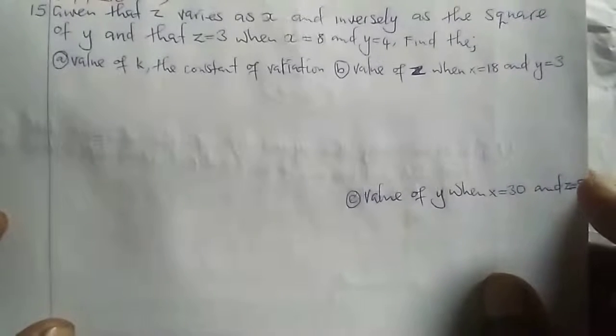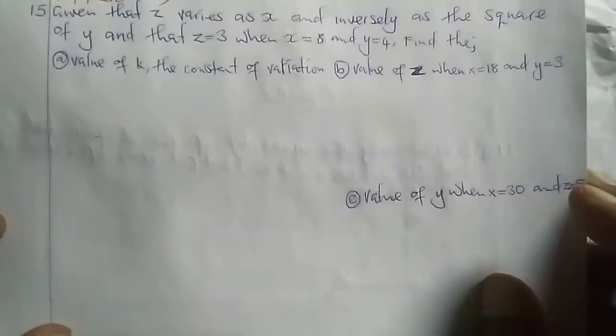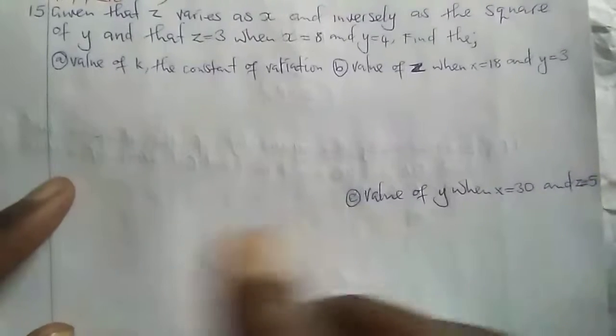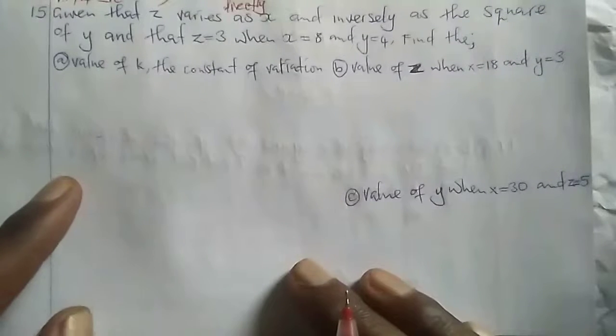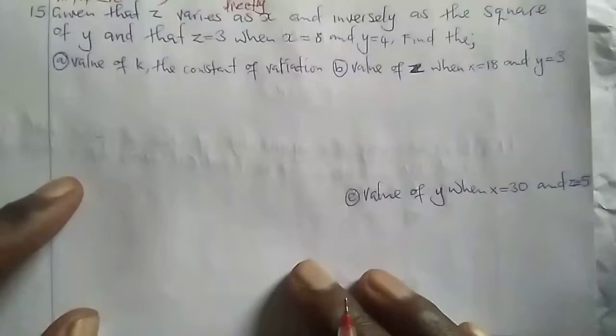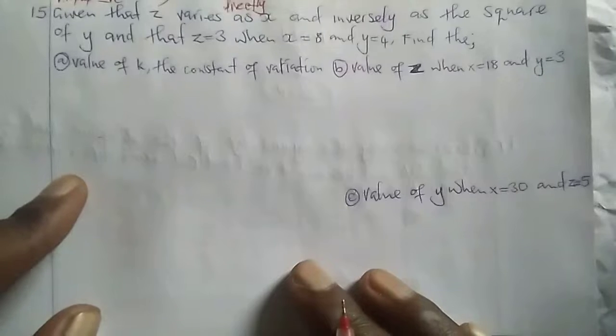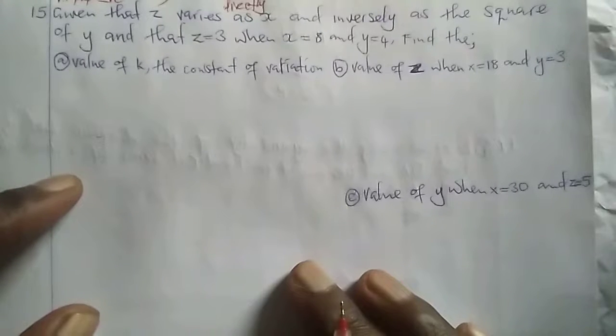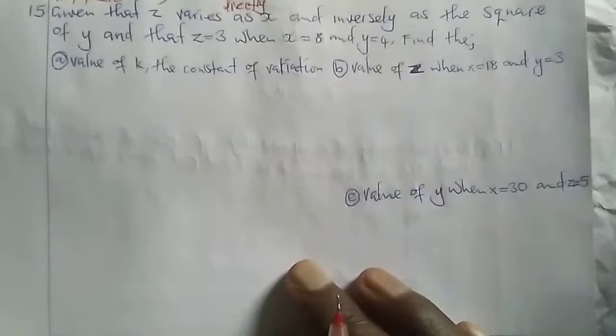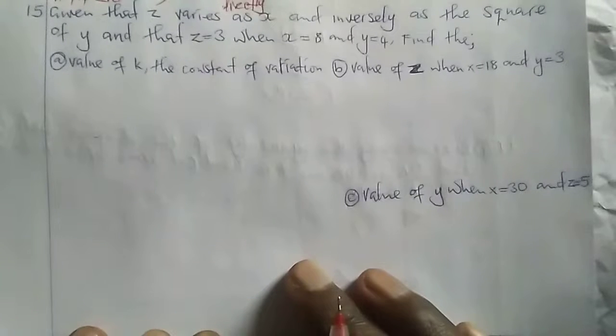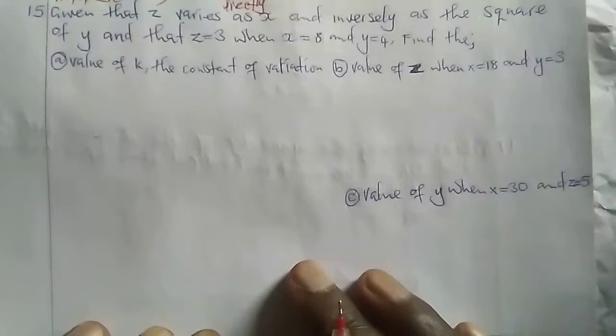Okay, so question 15 was as follows. Given that z varies, there it should be "varies directly" to make the whole sentence make sense. Given that z varies directly as x and inversely as the square of y, and that z is equal to 3 when x is equal to 8 and y is equal to 4. Find the value of k, the constant of variation.